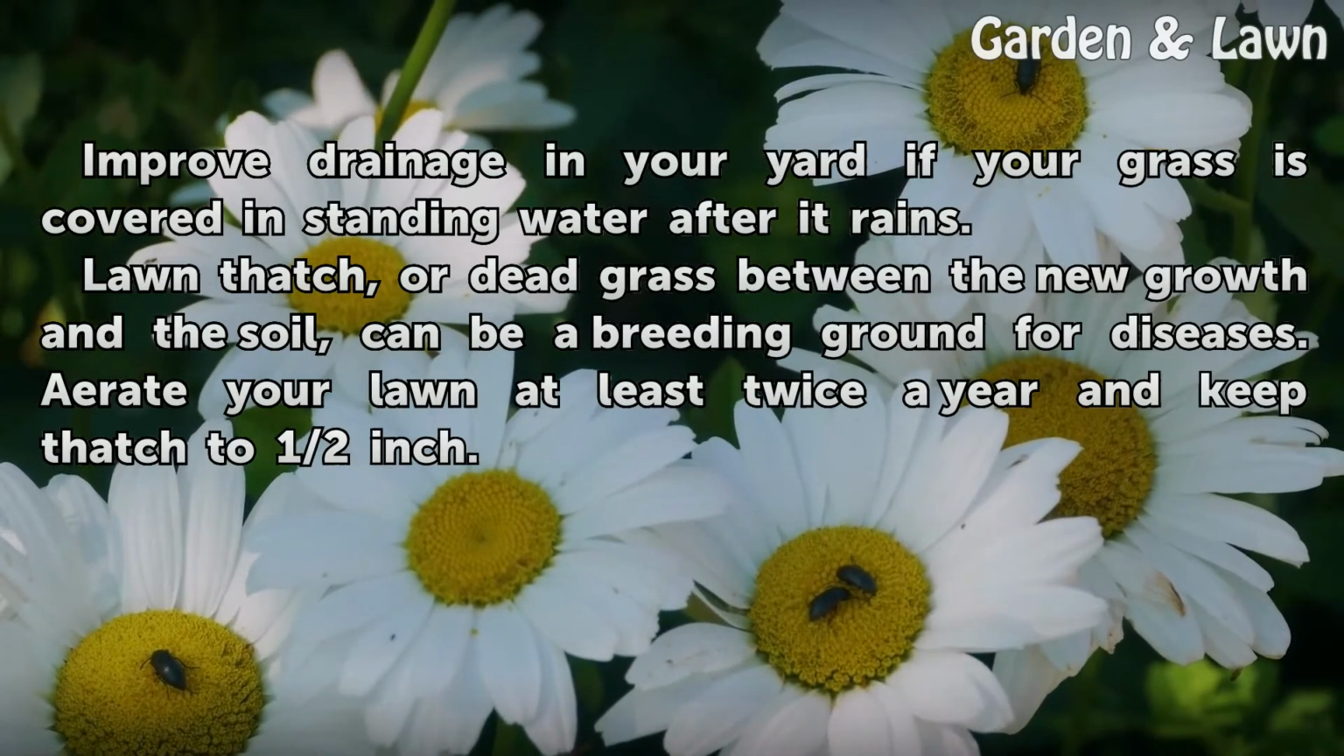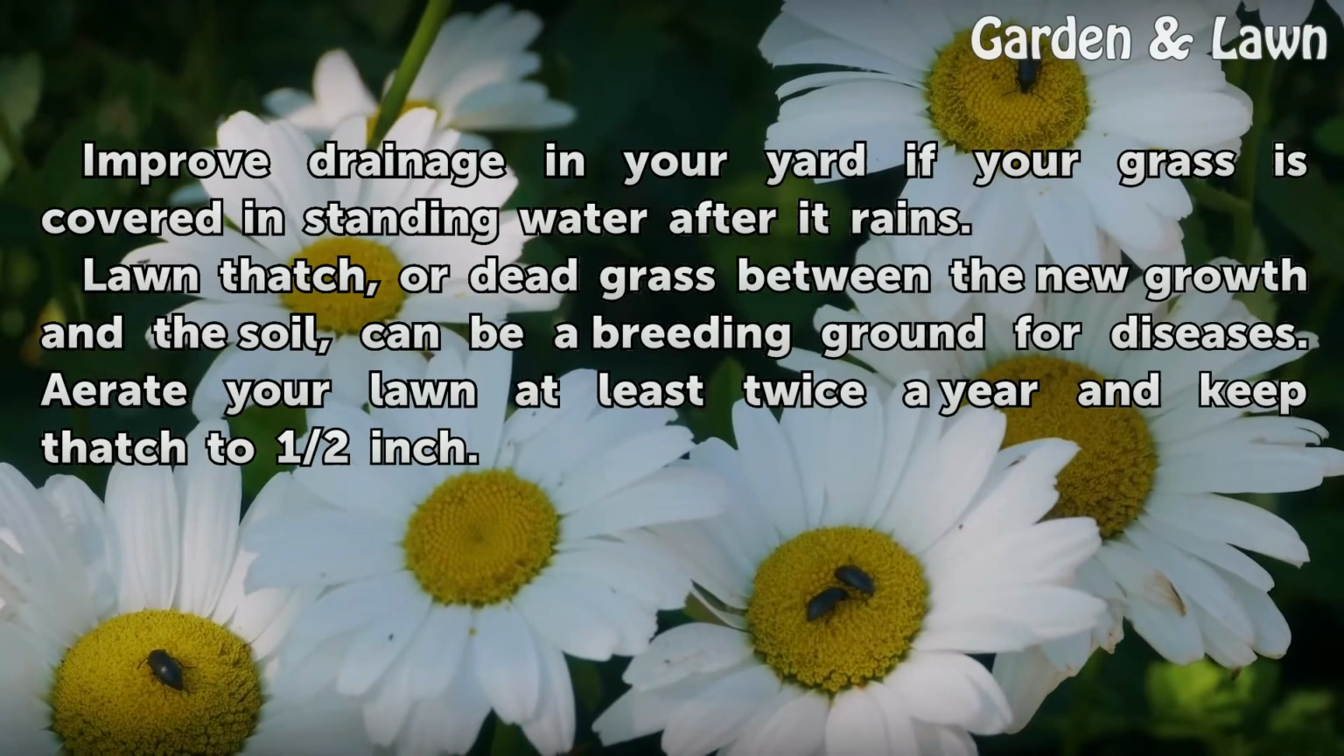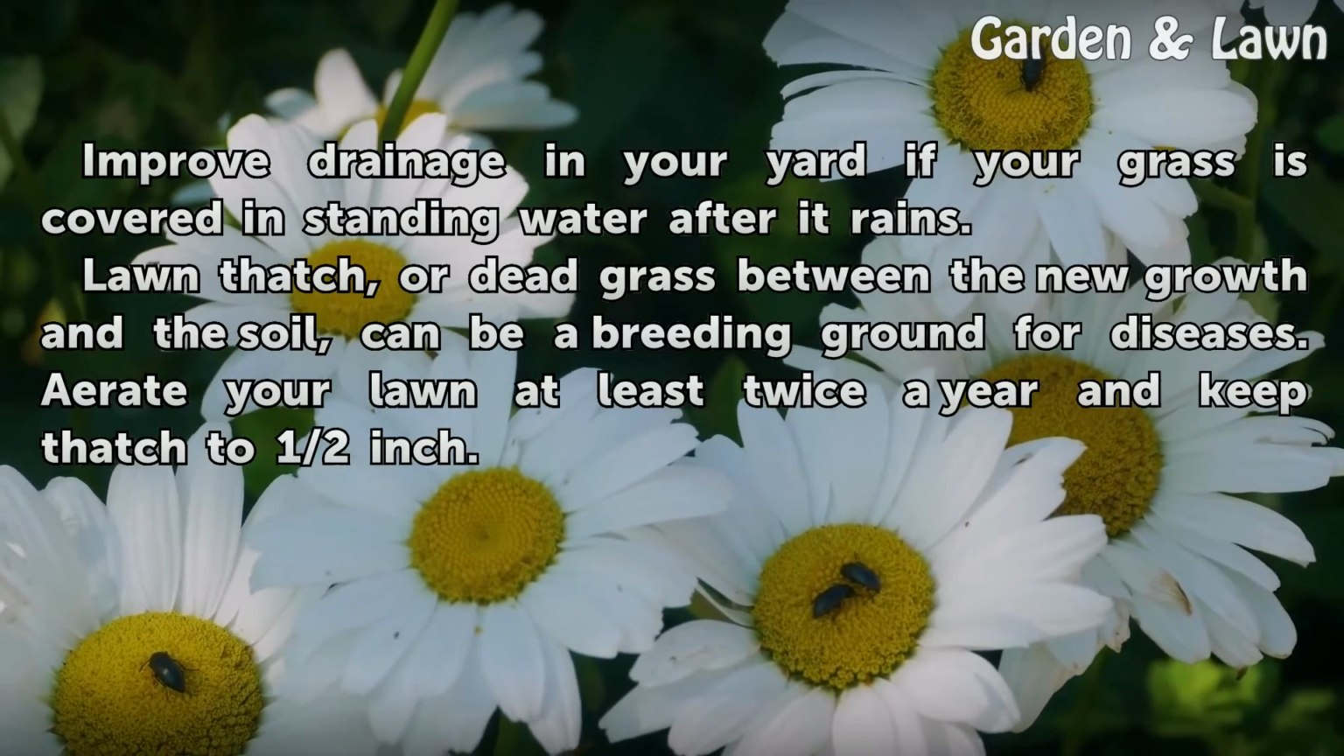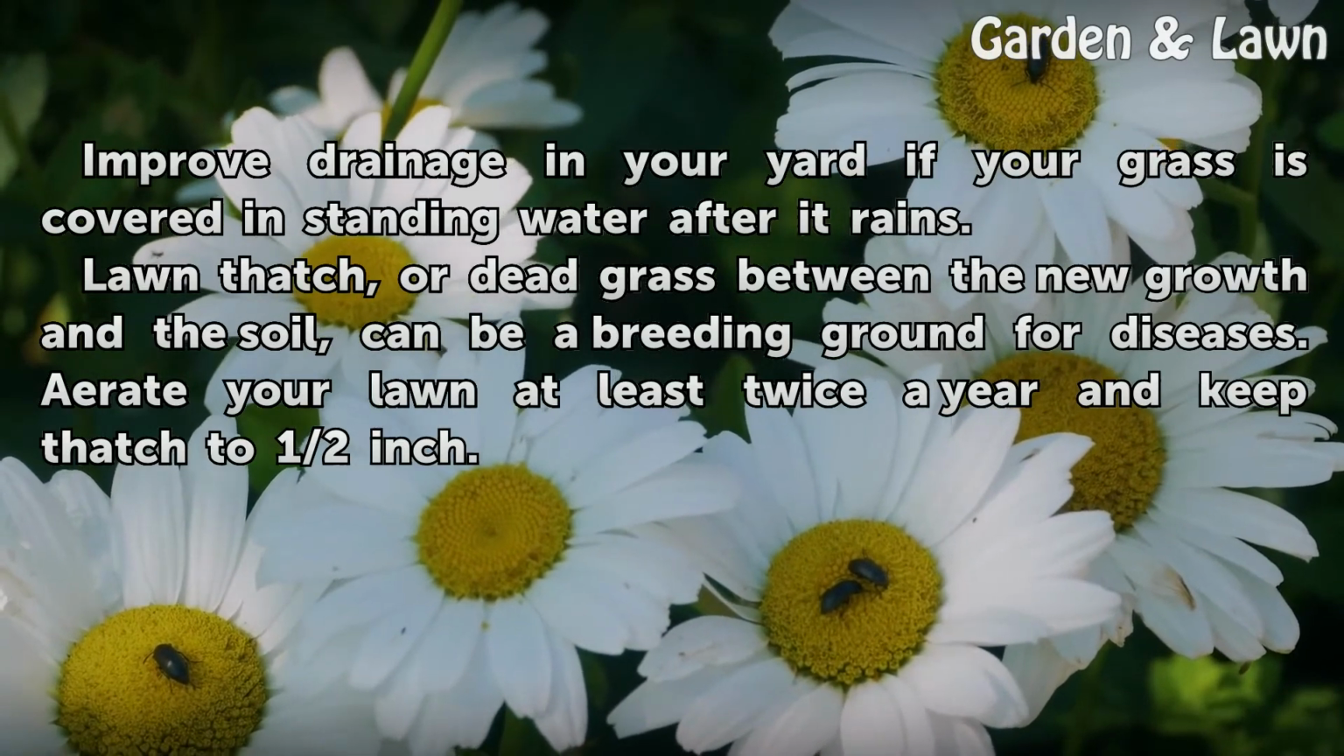Lawn thatch, or dead grass between the new growth and the soil, can be a breeding ground for diseases. Aerate your lawn at least twice a year and keep thatch to ½ inch.